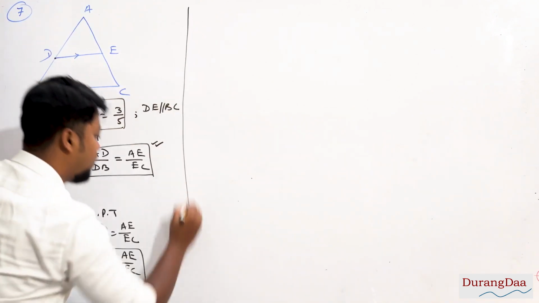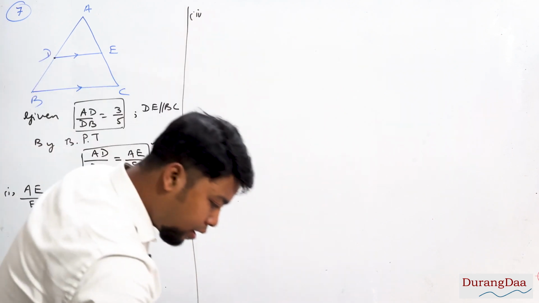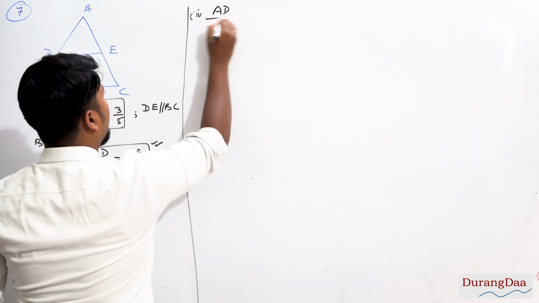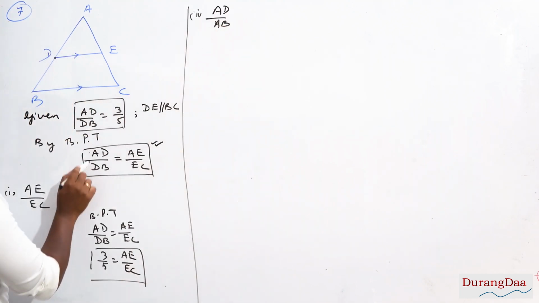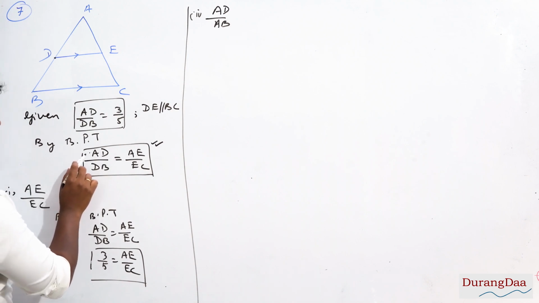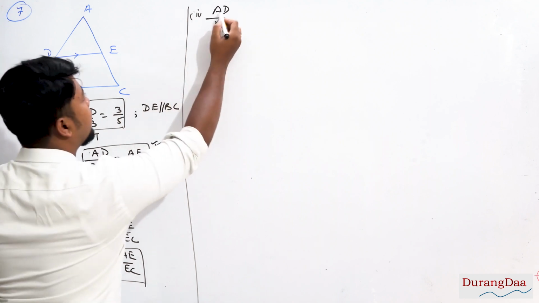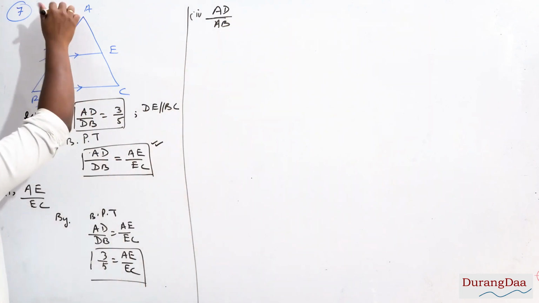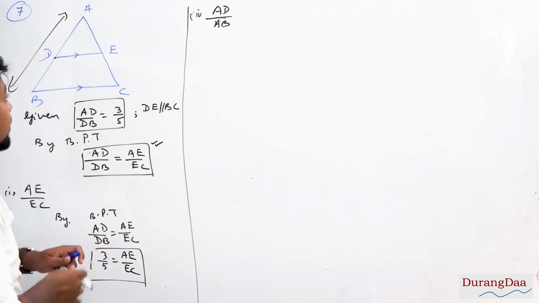Now let's move on to the second part. The same question. Now you have to find AD by AB. If you look here again, AD by AB we have to calculate. AD by this full length AB. All right. So we will just use one trick.